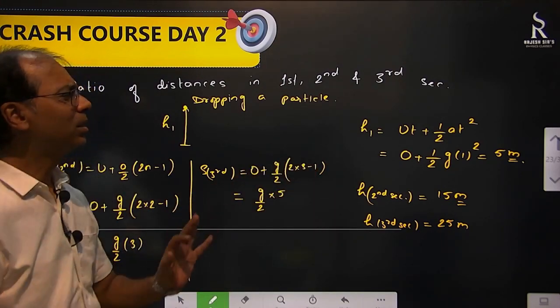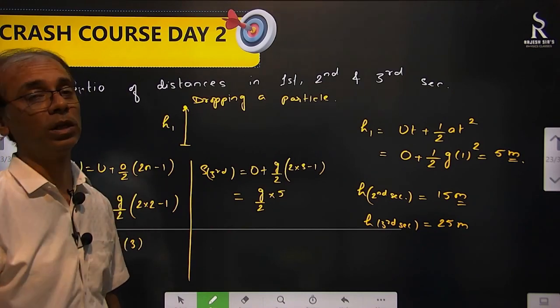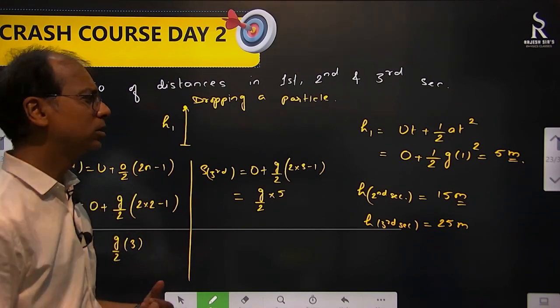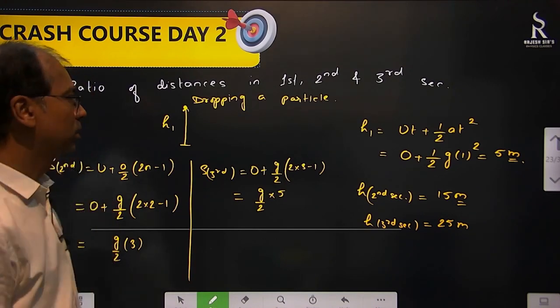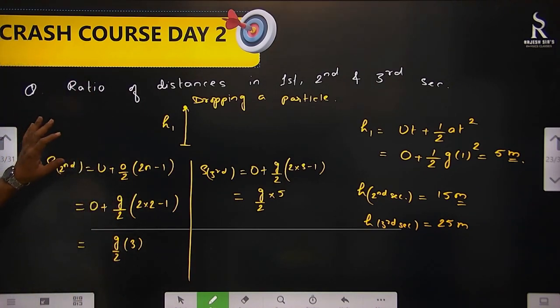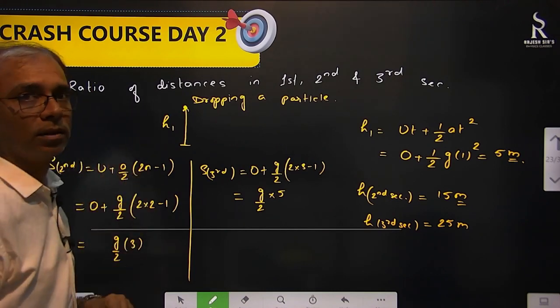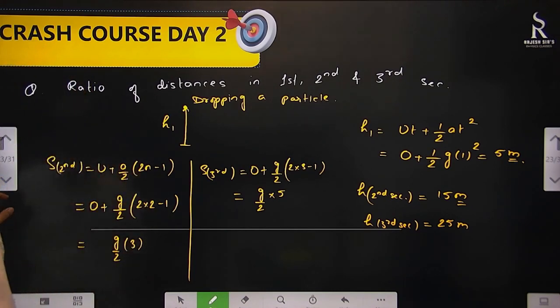So these are the type of questions which are normally asked in motion under gravity, and similar questions will be asked in horizontal motion also, 1D motion. Okay. But all of this we have done for constant acceleration. Correct? What else?